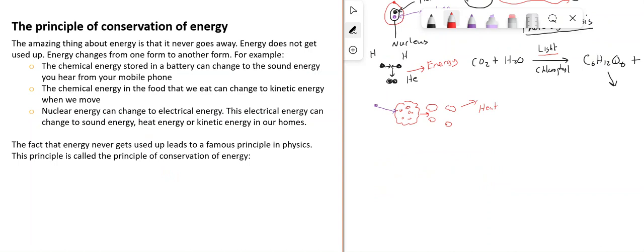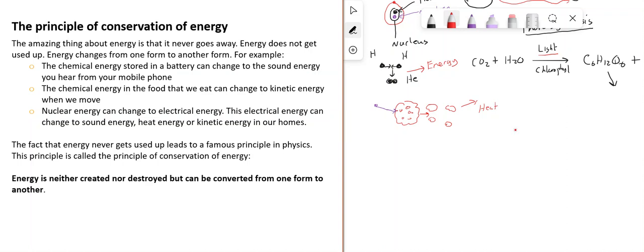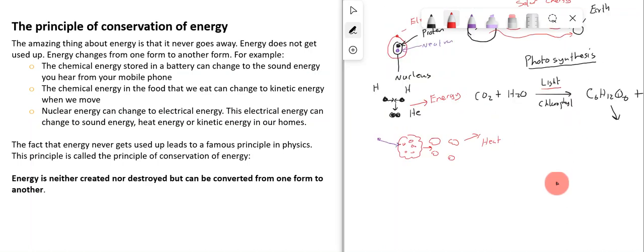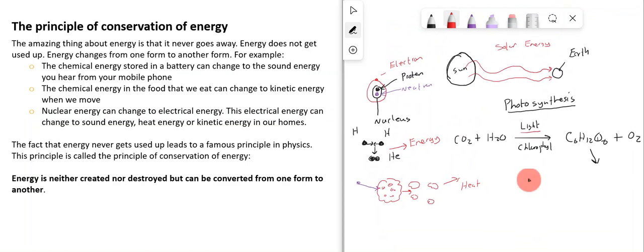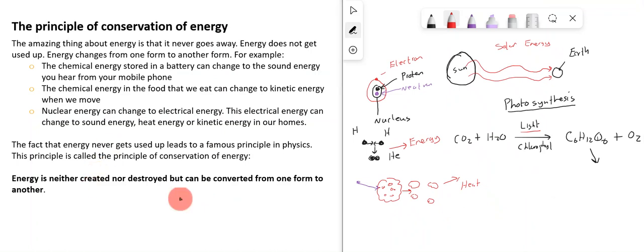So the fact that energy never gets used up leads to a famous principle in physics, and this principle is called the principle of conservation of energy. Energy is neither created nor destroyed, it is just converted from one form into another. So that's what we mean by the conservation of energy. Energy is not created or destroyed, it's just changed from one form into another. Energy is constantly being changed from one form into another.